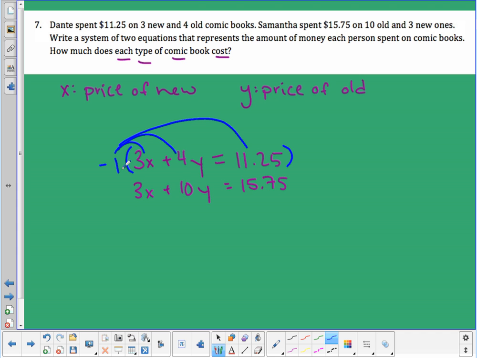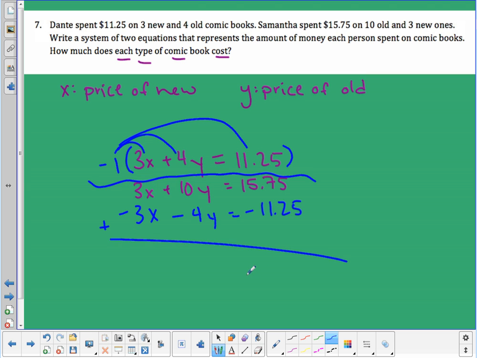So when I rewrite this new equation, I have -3x minus 4y is equal to -$11.25. Okay, now this equation I'm going to keep the same, this one that's right here. So really it's kind of like that's the new system that I'm solving. Now I'm going to add these together. Oh, that was a horrible line. Let's redraw that. Add these together. There we go.